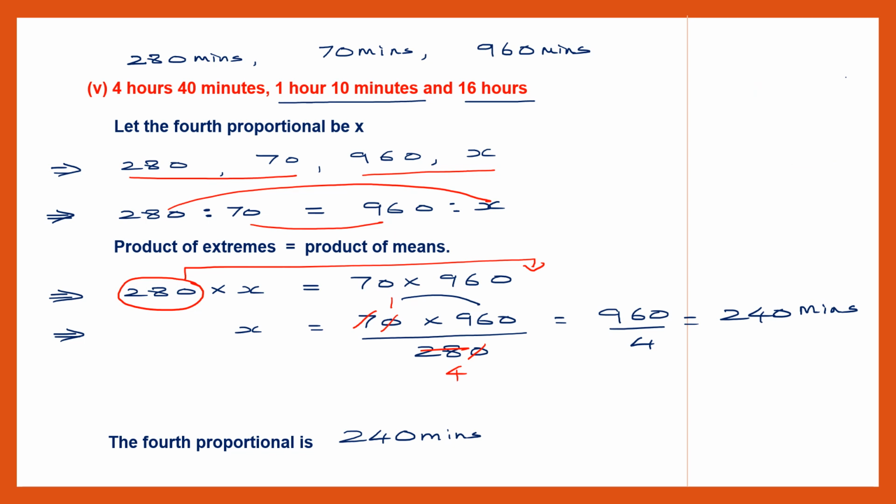Now how do we do that? Now 60 minutes make 1 hour, isn't it? So 240 minutes will make how many hours? That will be 240 divided by 60. So let's do that division there itself. We can cancel out the zeros. Now we only have 24 divided by 6. 24 divided by 6 is how much? 6 fours are 24. That means 240 minutes is equal to 4 hours. So we've got our answer. The fourth proportional is 240 minutes, or you can also write it as hours, 4 hours. So here also let's write that, 4 hours.